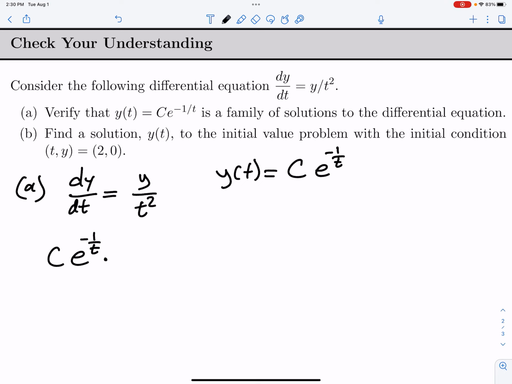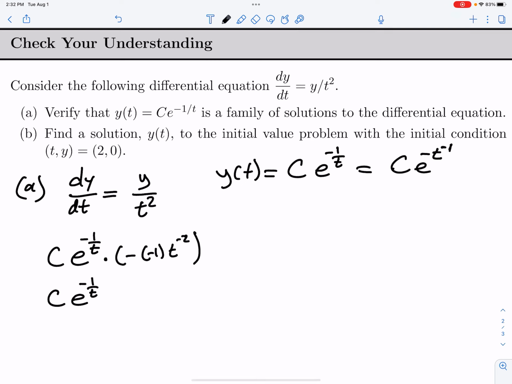The derivative of e to the something is e to the something, and we multiply by the derivative of the something. This is really c e to the minus t to the negative 1, and so the derivative of negative t to the negative 1 would be negative times negative 1, t to the negative 2. And the negatives cancel out, and you have t to the negative 2, so it'd basically be 1 over t squared. Okay, so that is what dy/dt is equal to.